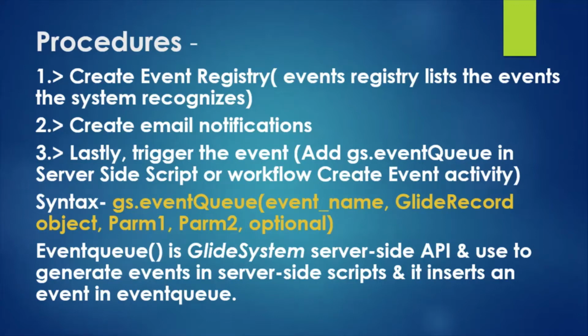Now we'll try to understand the syntax. Here I have highlighted the syntax. You have to use the gs global object dot eventQueue. gs is the server side default object, we are aware of that, and we use gs.eventQueue and pass some parameters. First we pass the name of the event which we have registered, and then we pass a GlideRecord object. You can pass current. So you pass a GlideRecord object, and then you pass parameter 1 and parameter 2.